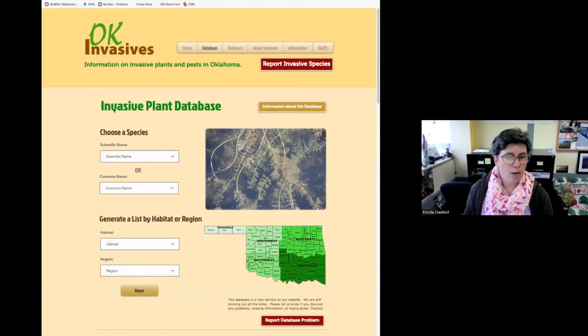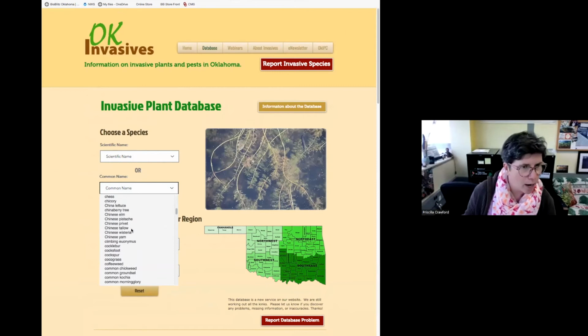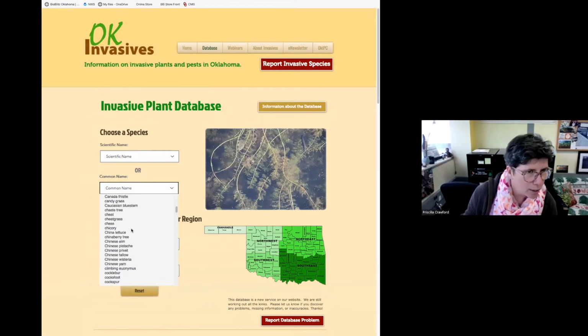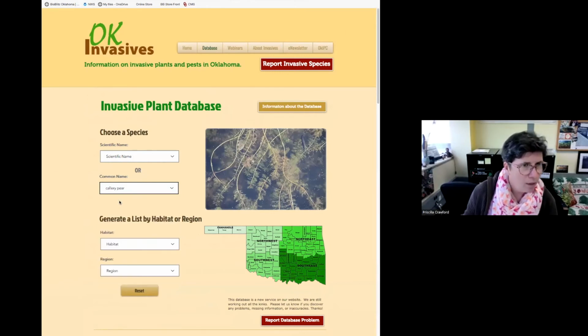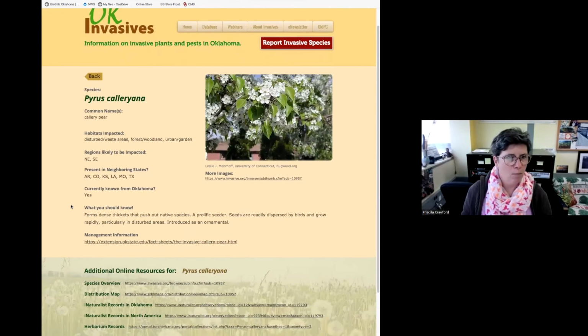And like I said, you can also look for common name. The example I was going to show was Chinese tallow, but Amy went through Chinese tallow quite a bit. So let's see. Let's try something that's not another aquatic, maybe not Chinese tallow. Oh, here, how about Callery pear? We talk about Callery pear all the time too. So Callery pear, here's another example.